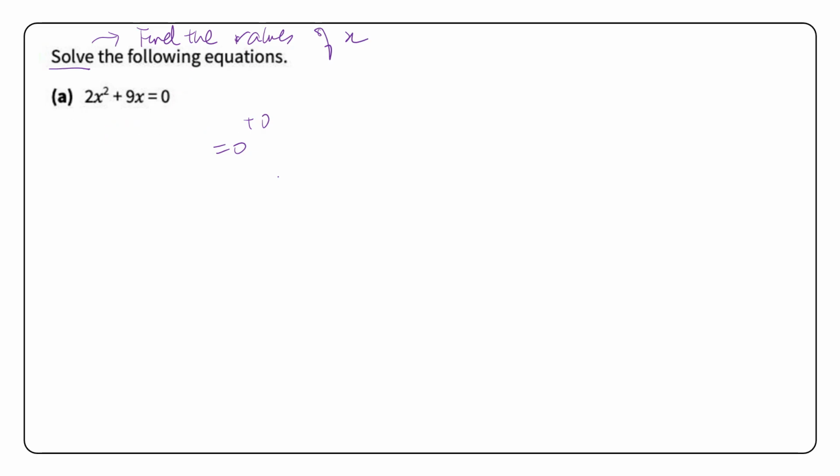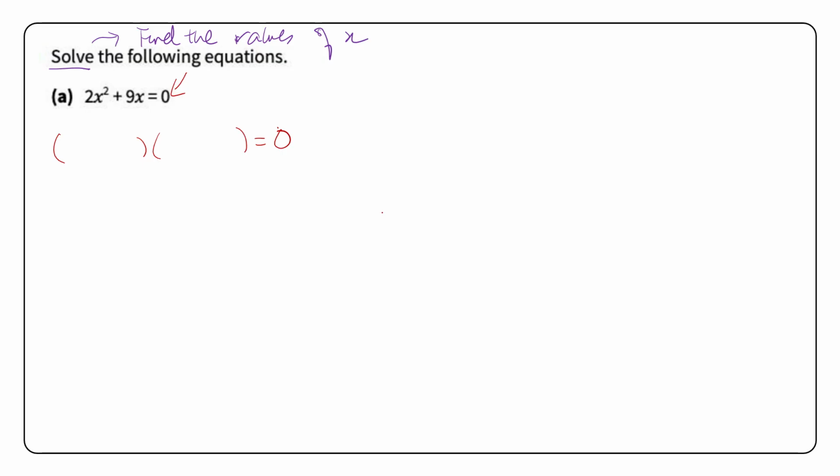Okay, so solving equations has 3 steps. Step number 1 is to make sure that the right hand side is 0. Step number 2 is to factorize it into 2 brackets, right? And then step number 3 is to use the zero product rule. That means the first bracket equals 0, or the second bracket equals 0. And of course, step number 4 is just to find the values of x. So step number 1 is already done, as this is already equated to 0. So we need to do step number 2, which is to put it into 2 brackets.